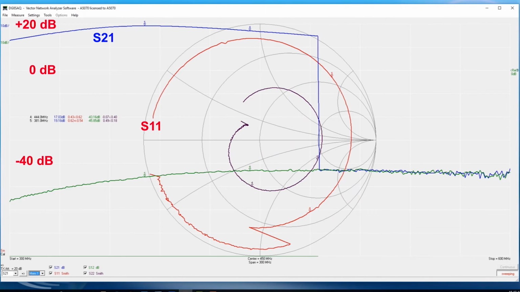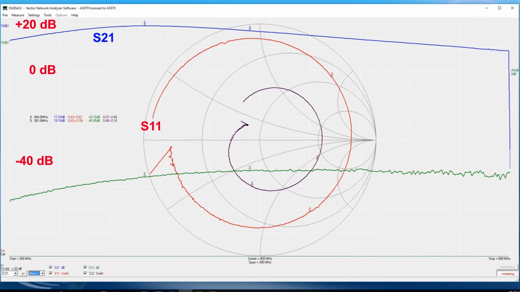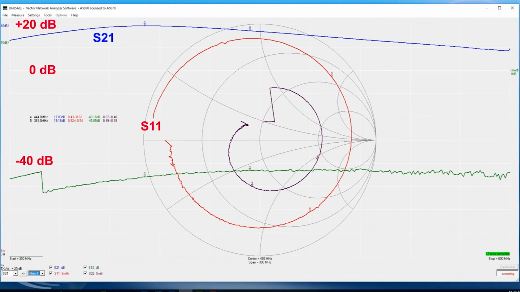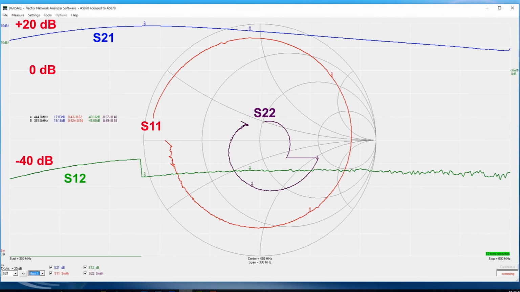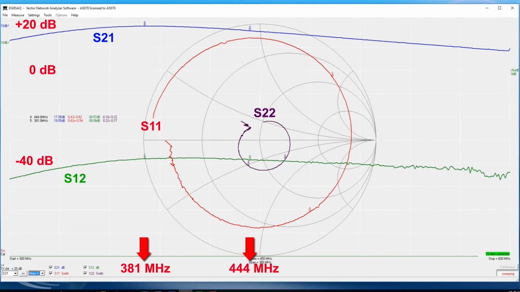S11 and S22 will be shown on a Smith chart, and the transfer parameters S21 and S12 will be measured in decibels. Note the origin of the dB scale has been moved slightly downward, since we expect both a positive value for S21 and a negative value for S12. One marker is at 381 MHz, which is near the peak of the gain, and the other marker is set at 444 MHz.